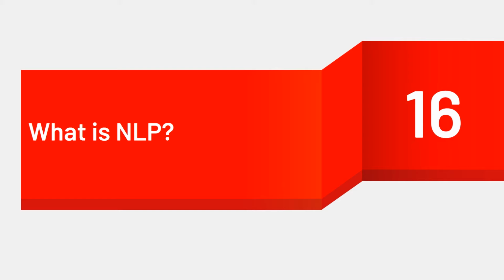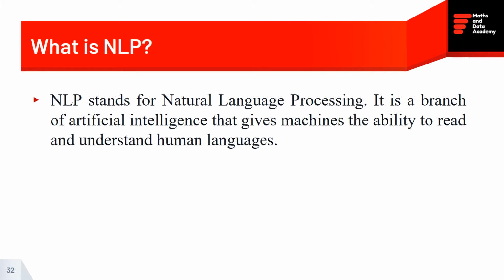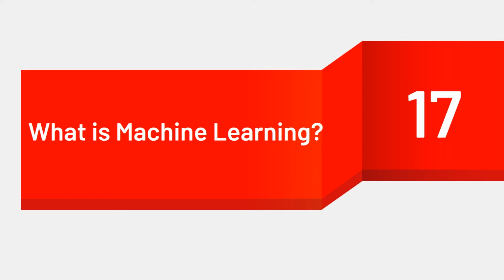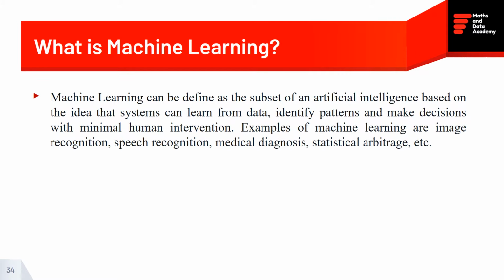What is NLP? NLP stands for Natural Language Processing. It is a branch of artificial intelligence that gives machines the ability to read and understand human languages. What is machine learning? Machine learning can be defined as the subset of artificial intelligence based on the idea that systems can learn from data, identify patterns and make decisions with minimal human intervention. Examples of machine learning are image recognition, speech recognition, medical diagnosis, statistical arbitrage, etc.